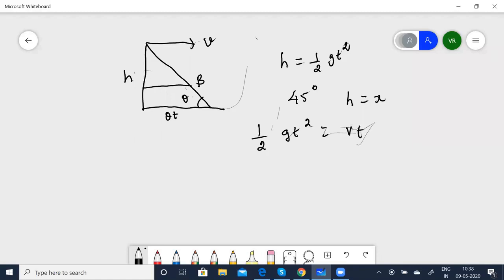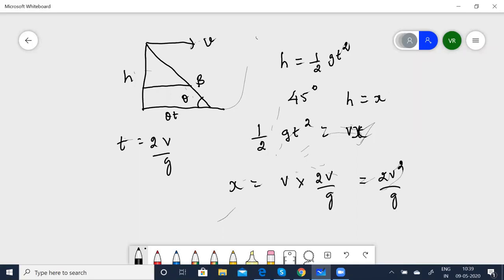Now you know t is equal to 2v by g, or I can take it as vx. So now on equating, we get x is equal to v into 2v by g, which is nothing but 2v squared by g.